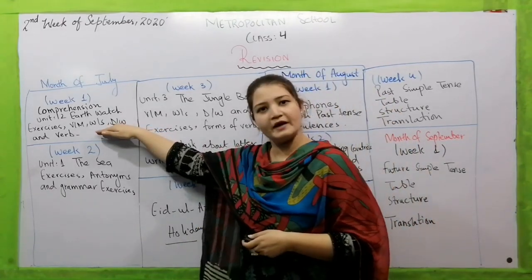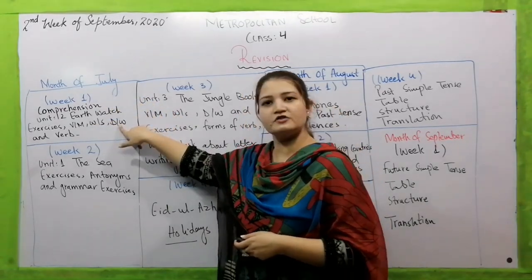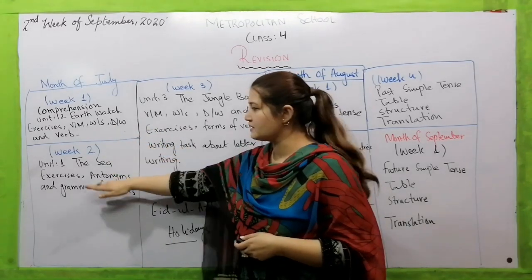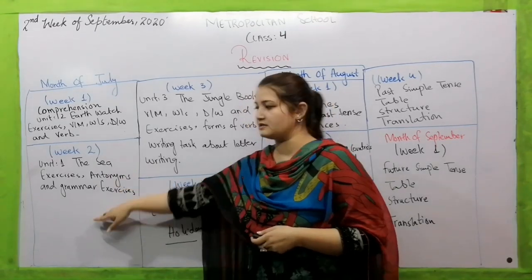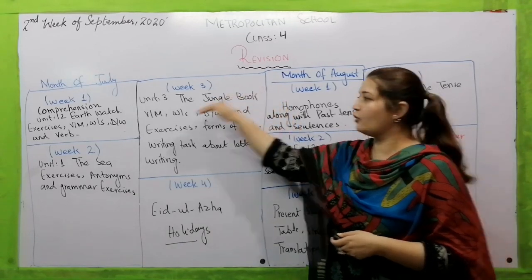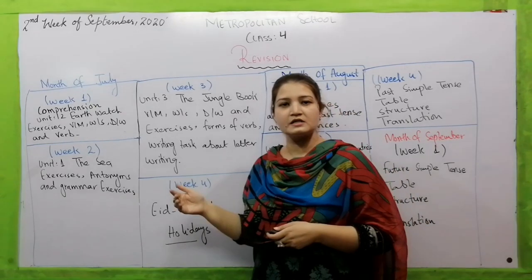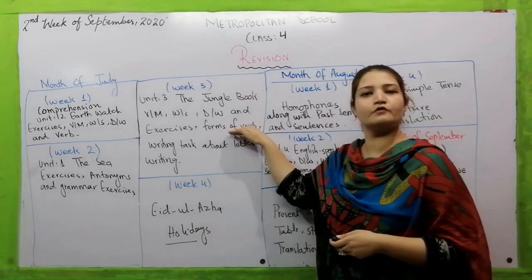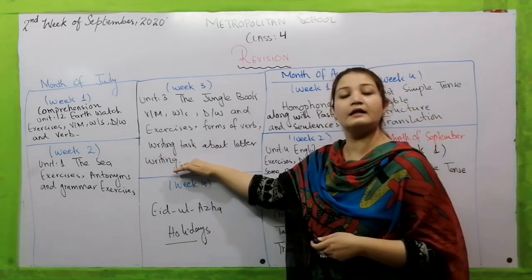We studied comprehension, Unit 2 Earthwatch along with these things which I have just told you. In week 2, Unit 1, the sea, along with some exercises. In the grammar portion, antonyms and some grammar exercises. In week 3, we started a new chapter, the Jungle Book, along with vocabulary meanings, word sentences, difficult words, and some text exercises. In the grammar portion, we studied the forms of verb, and a writing task that was about a letter.